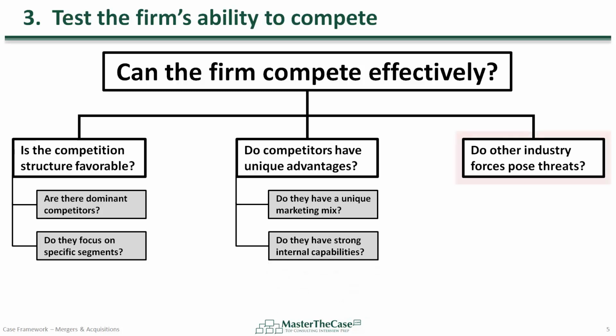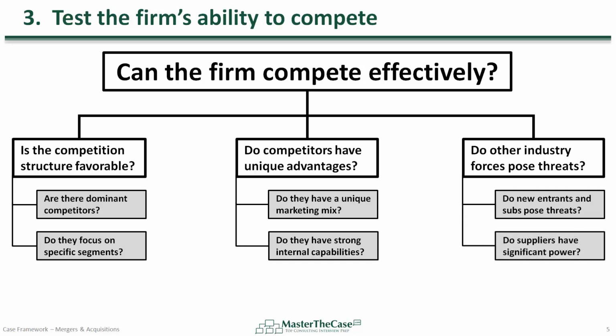Finally, to analyze threats from other industry forces, we'll ask three main questions. 1. Do new entrants and substitutes pose threats? We must identify other players that have similar M&A targets and entry plans, as well as substitutes that serve customer needs better or at lower prices. 2. Do suppliers have significant power? We must be cautious about acquisition targets with concentrated suppliers that have the power to drive input costs higher and quality lower. And 3. Do macro factors present challenges? We must evaluate 4 such factors: economic growth, technology trends, industry regulation, and product complements.